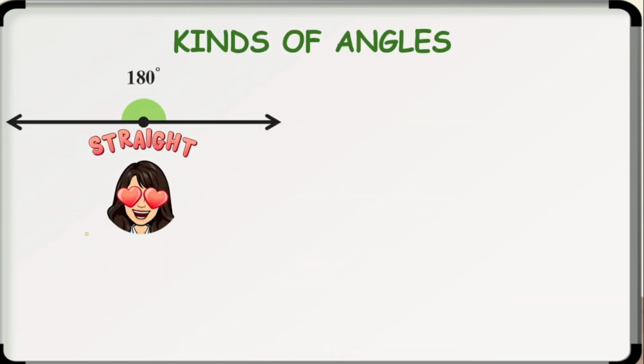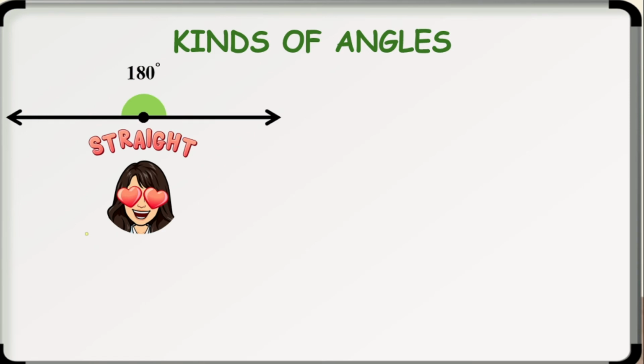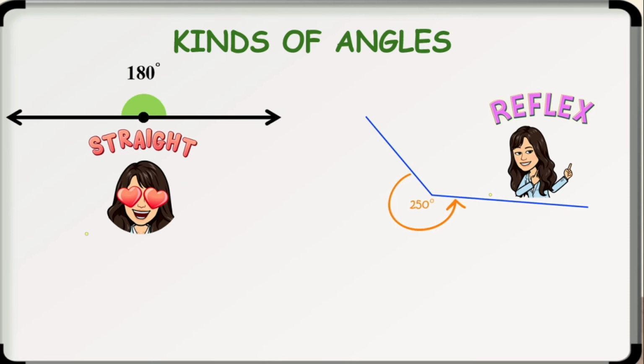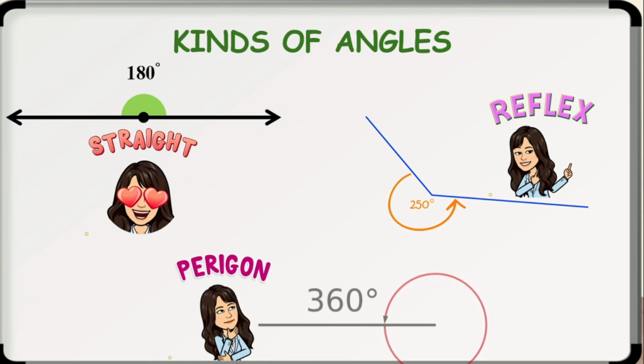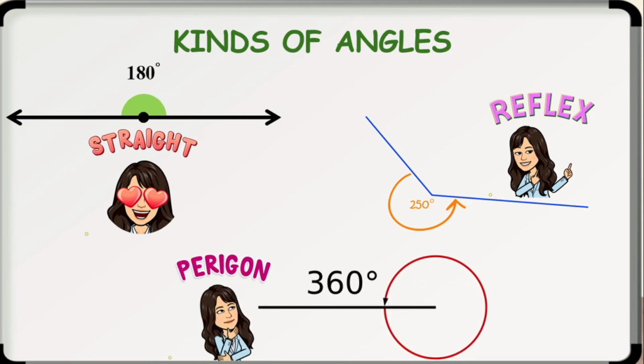In addition, we also have the straight angle, whose measure is exactly 180 degrees. The reflex angle, which is greater than 180 degrees but less than 360 degrees. And the perigon angle or full angle, whose measure is exactly 360 degrees.